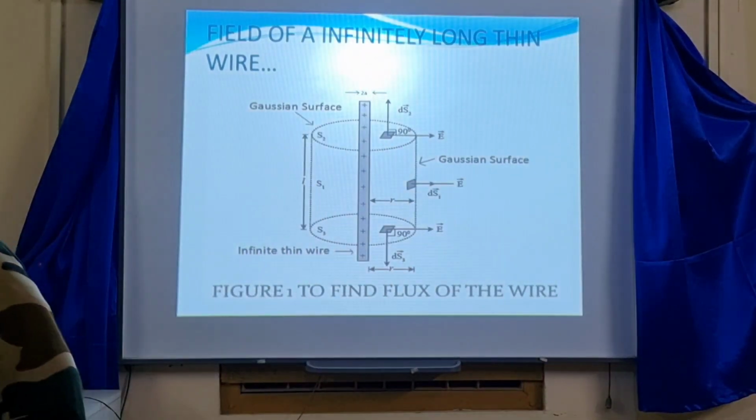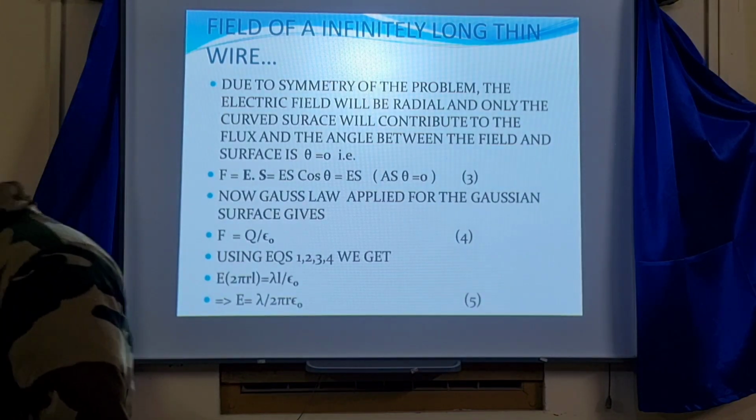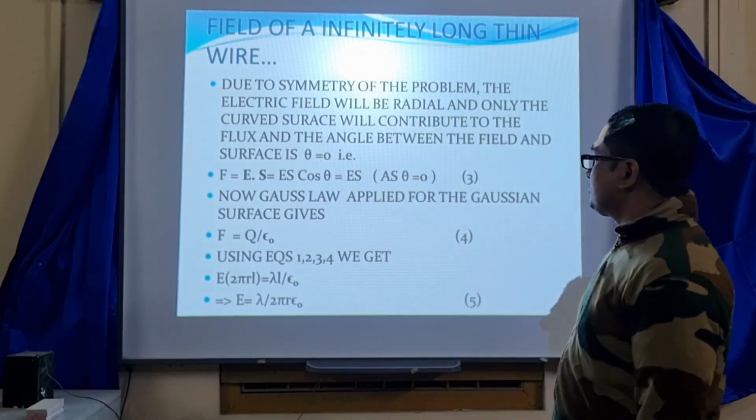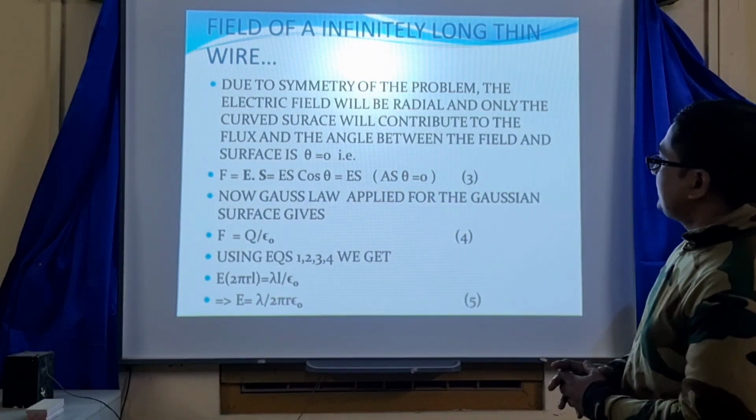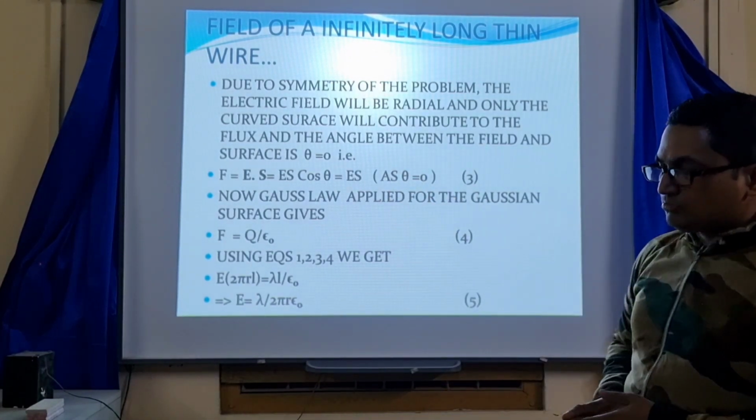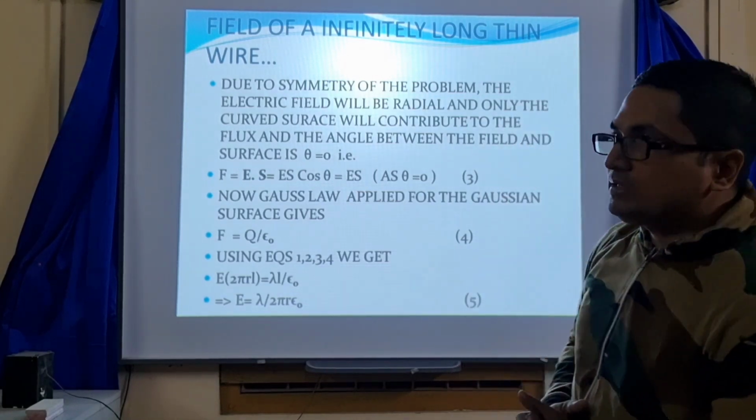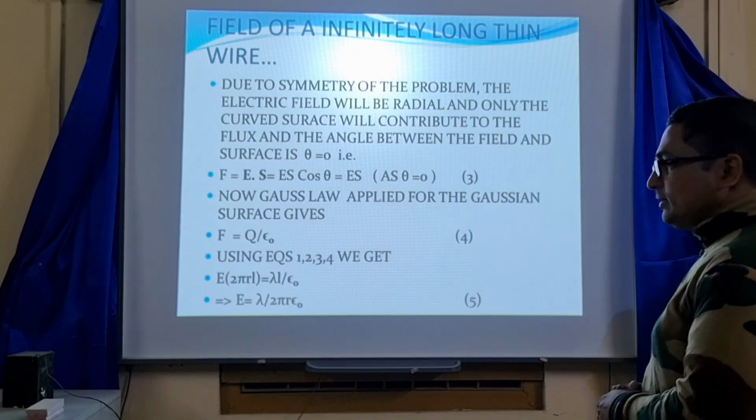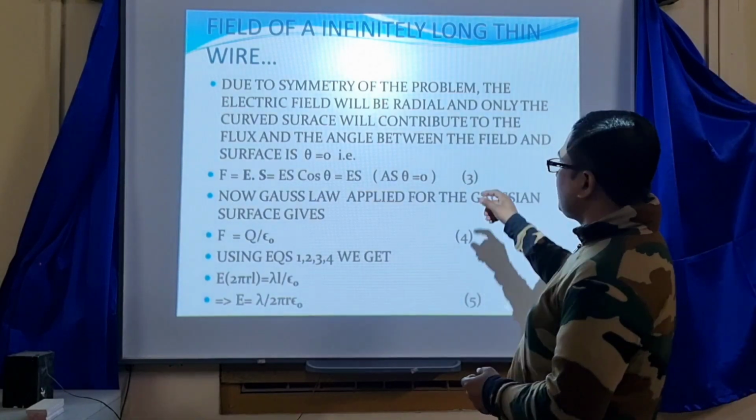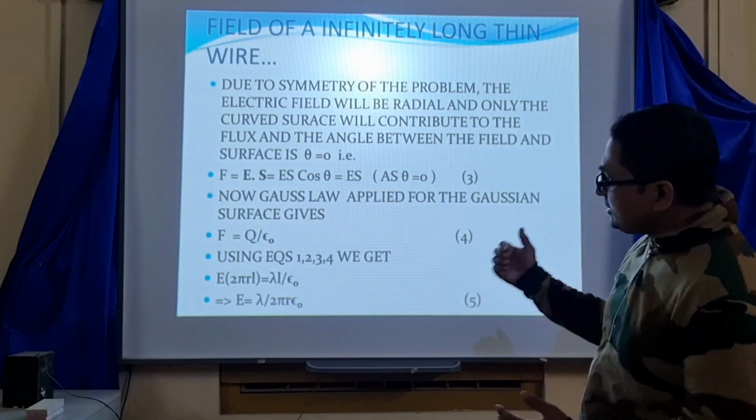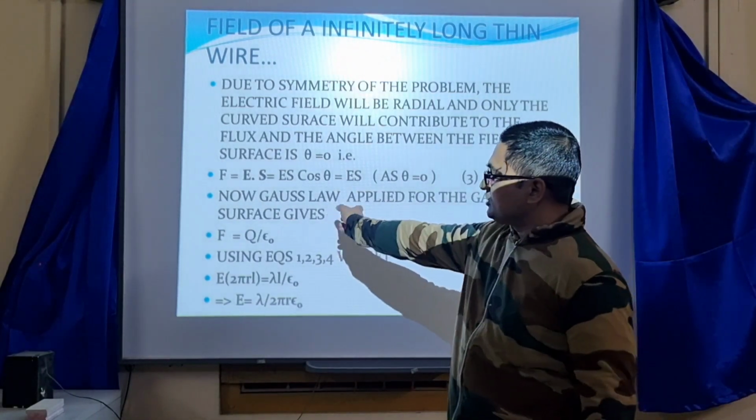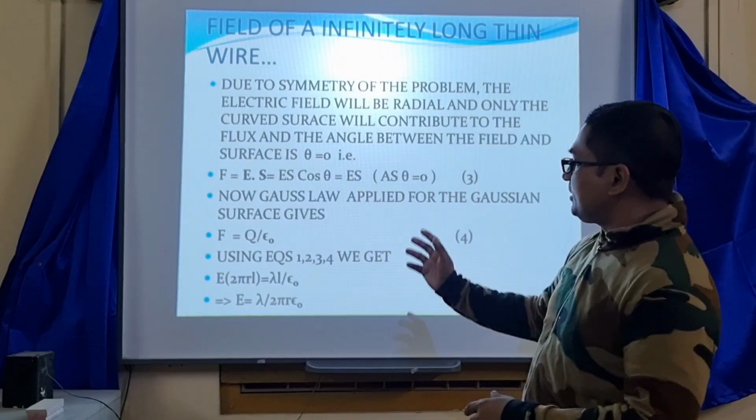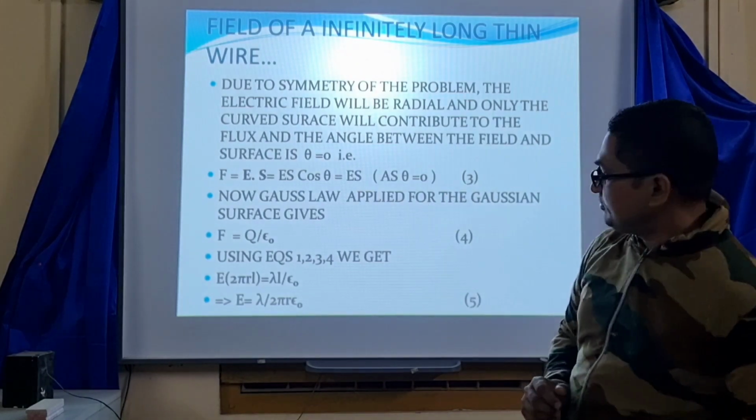So this is because of the symmetry of the problem, and with that we can find that the flux is equal to... area of the surface S equal to twice pi r L, and then third one is this. And let us now apply Gauss Law, which is given by flux is equal to charge enclosed by the surface divided by epsilon naught, absolute permittivity of free space.